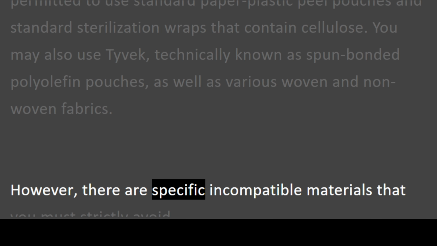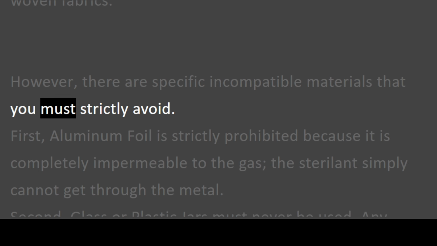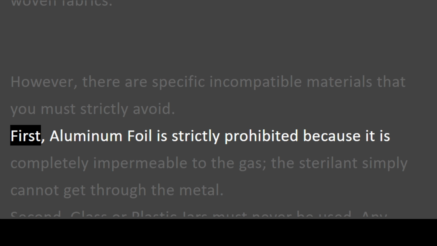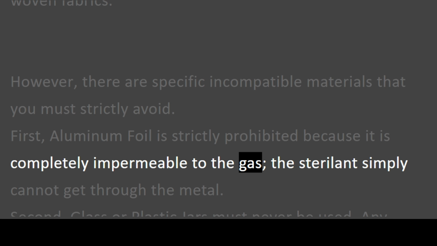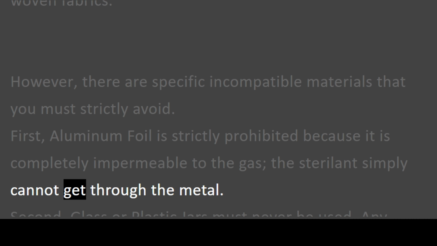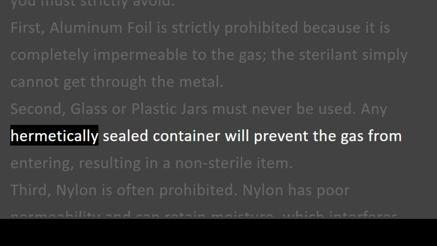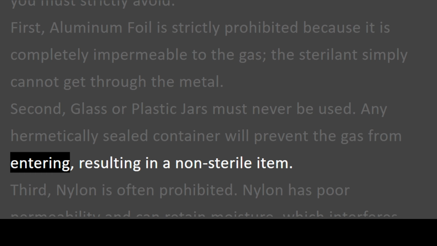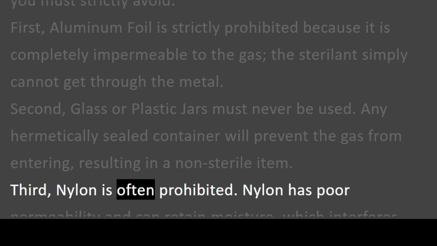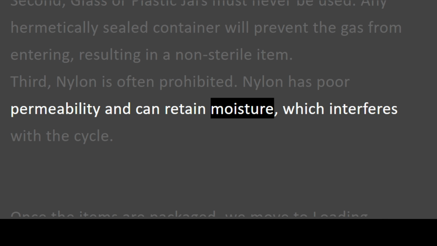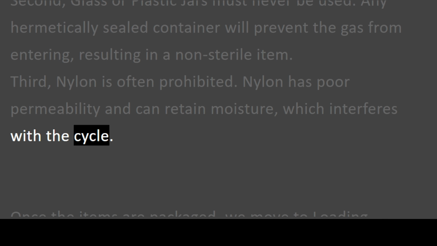However, there are specific incompatible materials that you must strictly avoid. First, aluminum foil is strictly prohibited because it is completely impermeable to the gas. The sterilant simply cannot get through the metal. Second, glass or plastic jars must never be used. Any hermetically sealed container will prevent the gas from entering, resulting in a non-sterile item. Third, nylon is often prohibited. Nylon has poor permeability and can retain moisture, which interferes with the cycle.